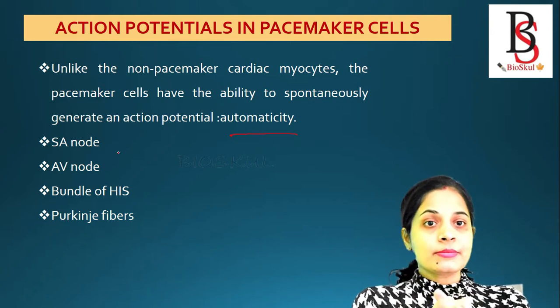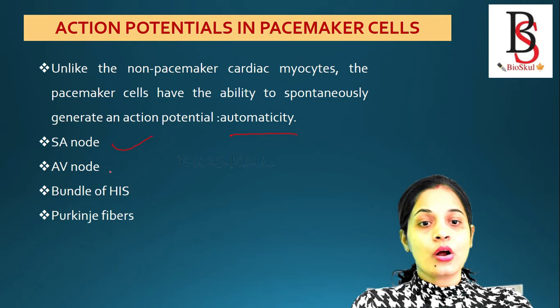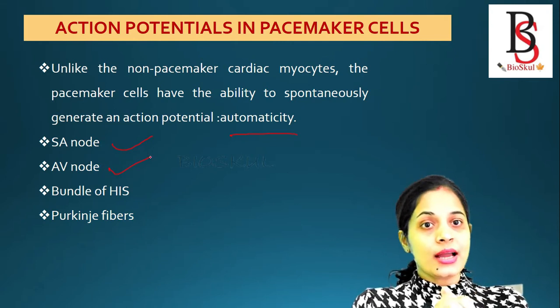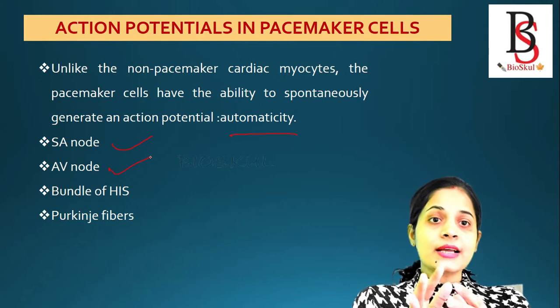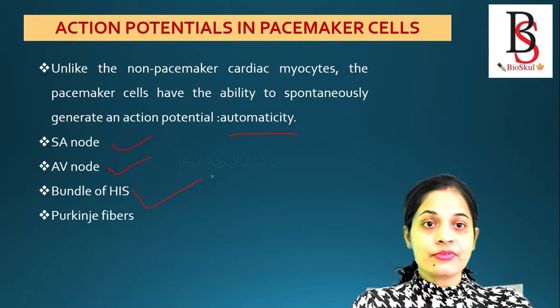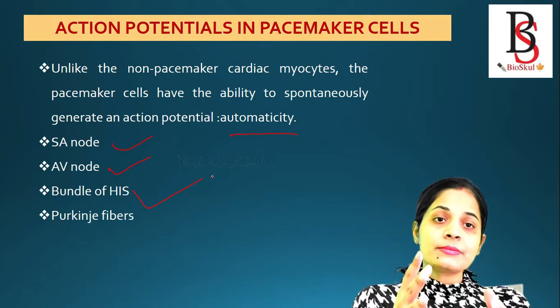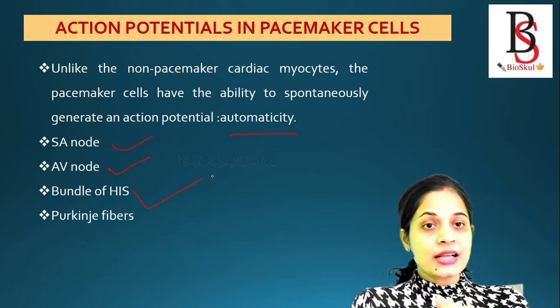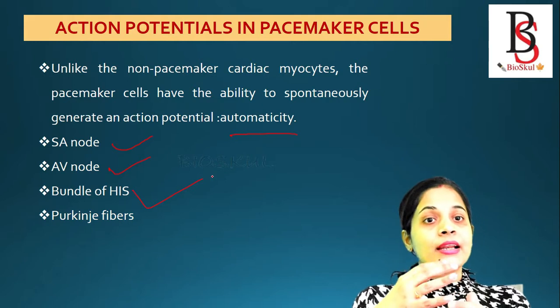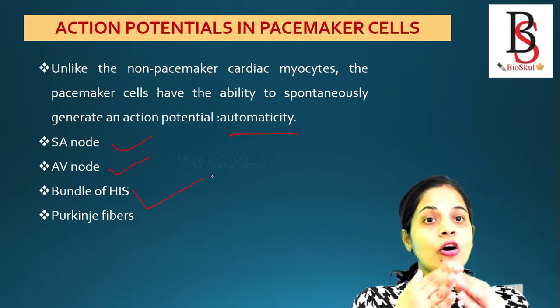The primary pacemaker cells are the sinoatrial node or SA node, and the AV node. AV node is known as the atrioventricular node. Besides that, the bundle of His and Purkinje fibers are also pacemaker cells. Pacemaker cells are the conduction type of cells. They help in electrical conductivity of the heart.